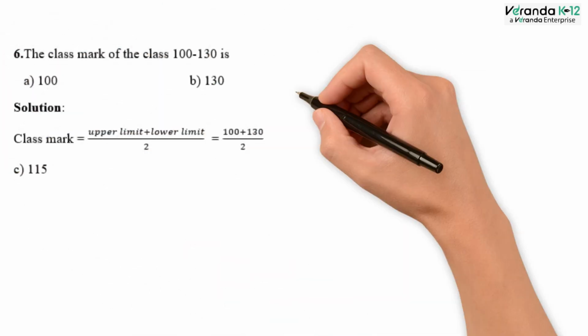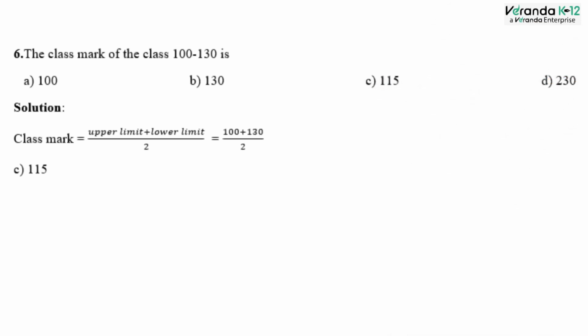Question number 6. The class mark of the class 100 to 130 is, options given are A 100, B 130, C 115 and D 230. We know that class mark is equal to upper limit plus lower limit divided by 2. So the required option here is option C 115 because 100 plus 130 divided by 2 will give 115. Let's move on to the next question.